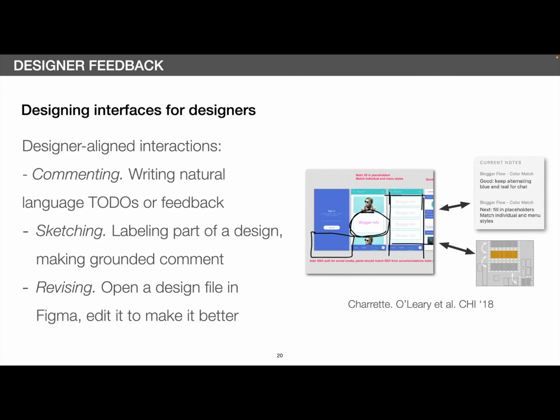So in the literature, we identified 3 common interactions. So there's commenting with natural language, which is like writing to-dos or giving feedback. There's also sketching, which in our case, we equated to a grounded form of feedback. And then finally, there's revision, which is opening that design file in an editor and actually changing things around to make it better. And our work is aimed at collecting this natural interaction data and converting it into a form that can be used by machine learning.